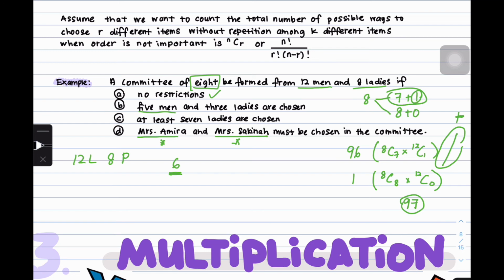Daripada berapa orang? Kita ada 20 orang tadi. Okay. Kita nak pilih 6. So, daripada 20, we want to choose 6. Okay. Consider that Mrs. Amira dengan Mrs. Sakinah ni tak termasuk dalam 20 orang ni. So, 20 choose 6. We will get the answer is equal to 38,760 ways.